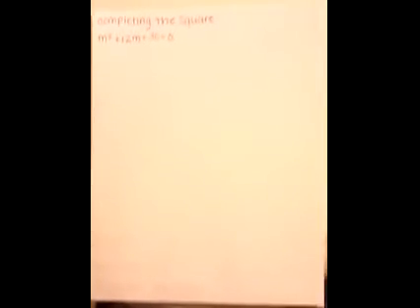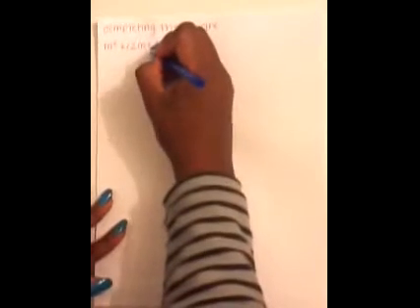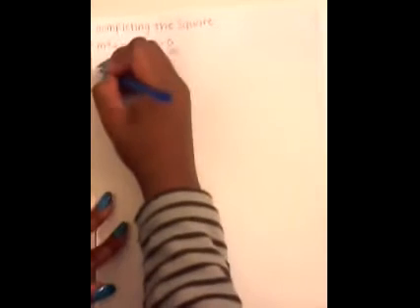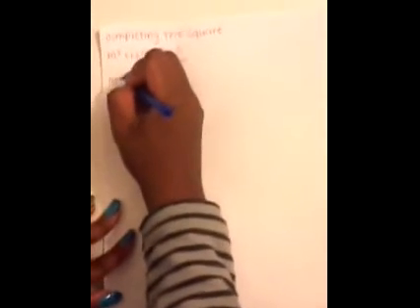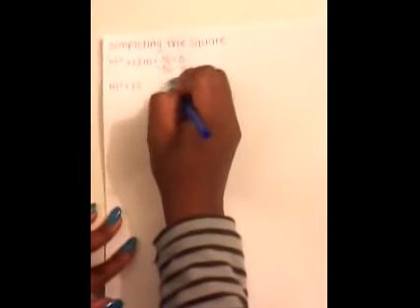The third method I'll be showing you for solving quadratic equations is completing the square. The equation is m squared plus 12m plus 30 equals 0. And to complete the square, you must have a perfect square trinomial on the left side of the equation. And to do that, you must subtract 30 from each side. Then I'll bring that down. I'll have m squared plus 12m equals 30.